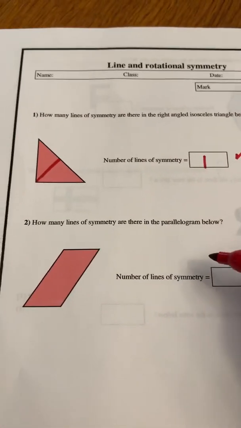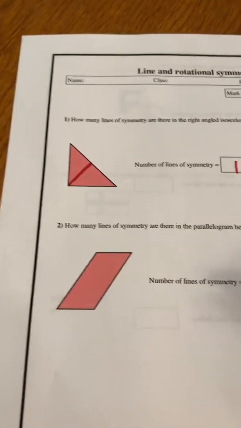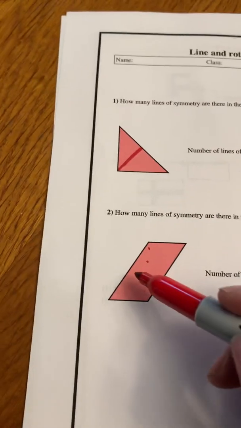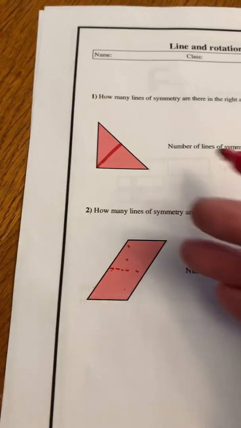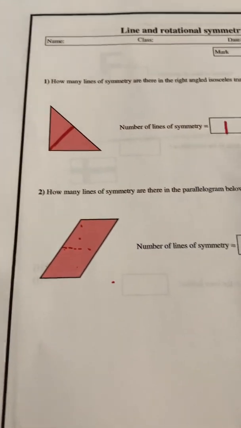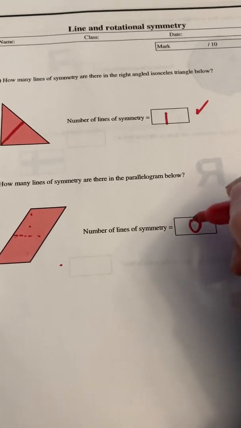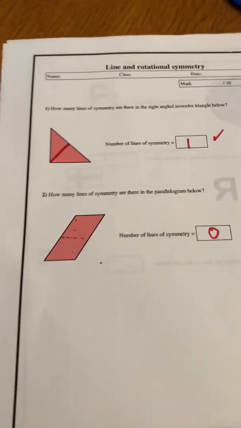Okay, how many lines of symmetry are in a parallelogram? And parallelograms are kind of weird. It doesn't matter where we try to cut this thing, we could never fold it on top of itself. Even if we cut it here, when we fold this down, the point's going to be there, so it's never going to be a mirror reflection. So the actual answer there is 0.